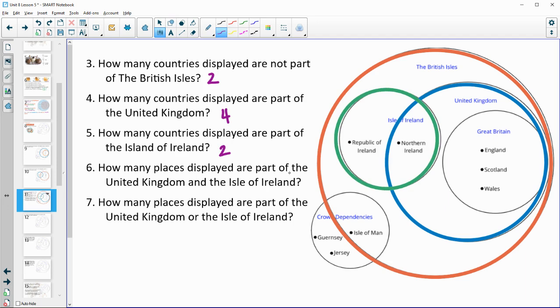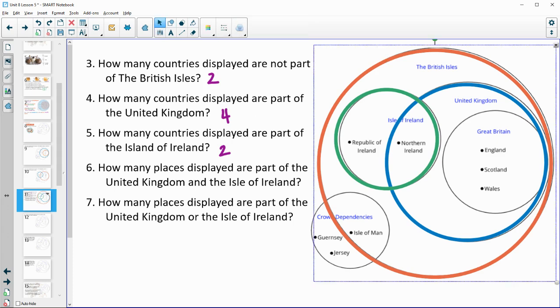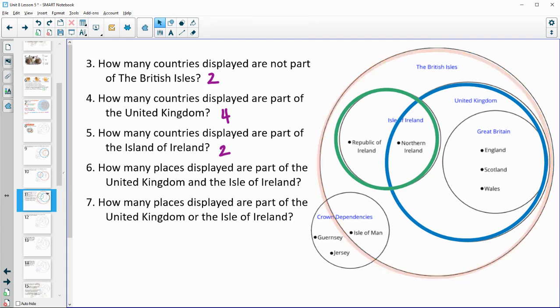How many places displayed are part of the UK and the Isle of Ireland? Let's get rid of this British Isles bubble. So how many are part of both the UK and the Isle of Ireland? That would just be this one, Northern Ireland. How many places displayed are part of the United Kingdom or the Isle of Ireland? So in either of these, we see 1, 2, 3, 4, 5 that are in either of those.